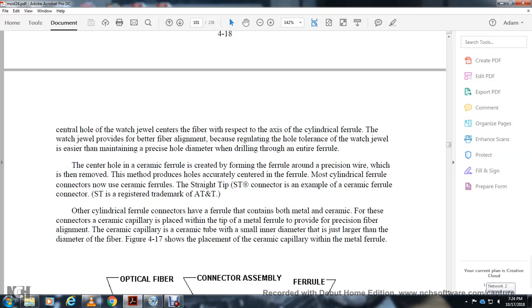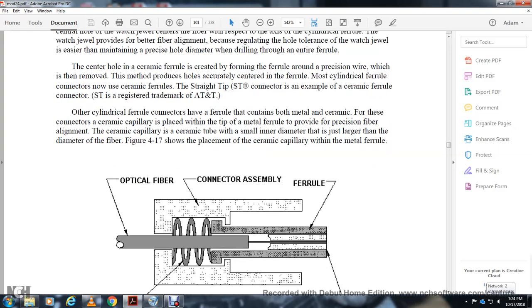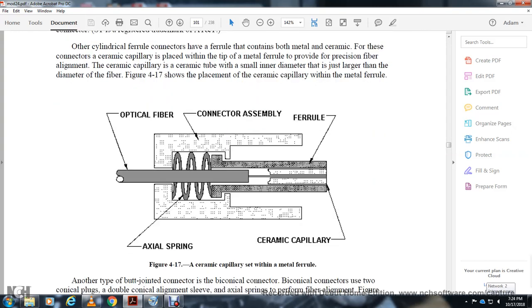Most cylindrical ferrule connectors now use a ceramic ferrule, such as the ST connector. For example, the ceramic ferrule ST is a registered trademark of AT&T. Other cylindrical ferrule connectors contain both metal and ceramic. For these connectors, a ceramic capillary is placed within the tip of the metal ferrule to provide precision fiber alignment. The ceramic capillary is a ceramic tube with an inner diameter just larger than the diameter of the fiber. Figure 4-17 shows the placement of the ceramic capillary within the metal ferrule: optical fiber, connector assembly, ferrule, axial spring, ceramic capillary.